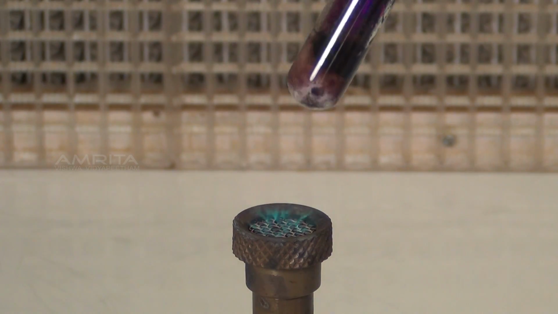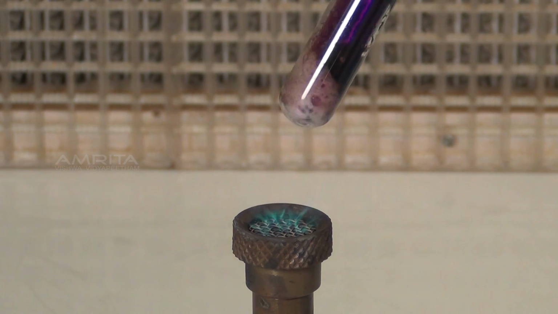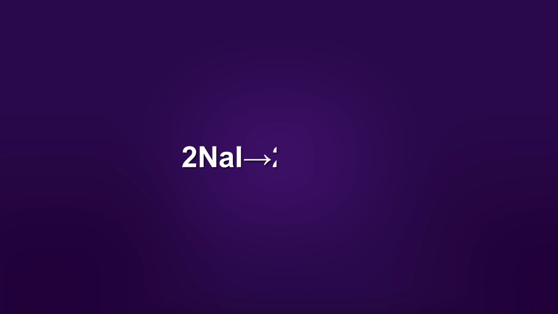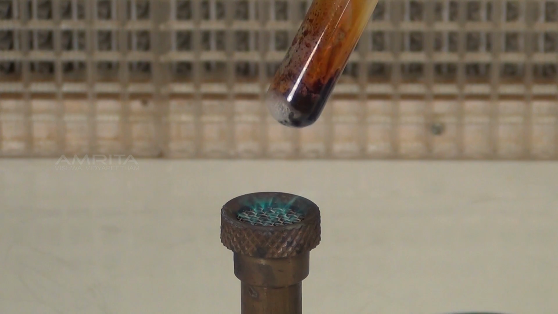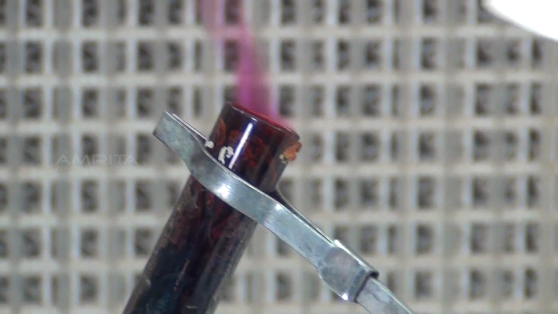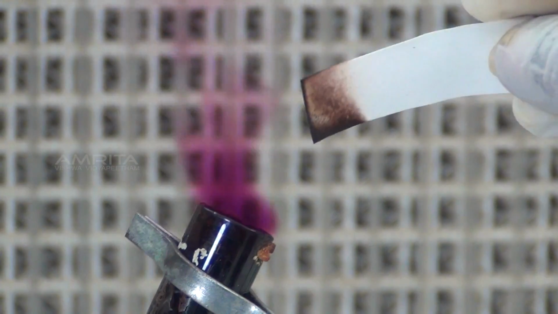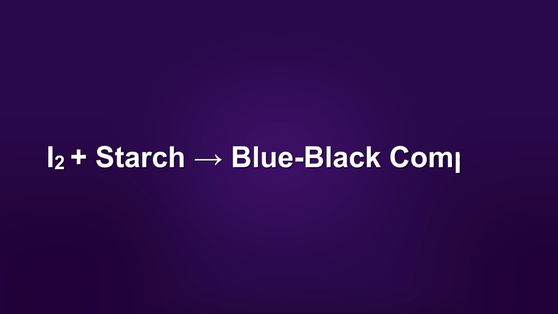On heating, iodide undergoes decomposition to liberate dark violet vapors of iodine, and the liberated iodine undergoes sublimation to form a black sublimate. Place a starch paper over the mouth of the test tube. The liberated iodine reacts with starch to form a blue-black complex that turns the starch paper blue.